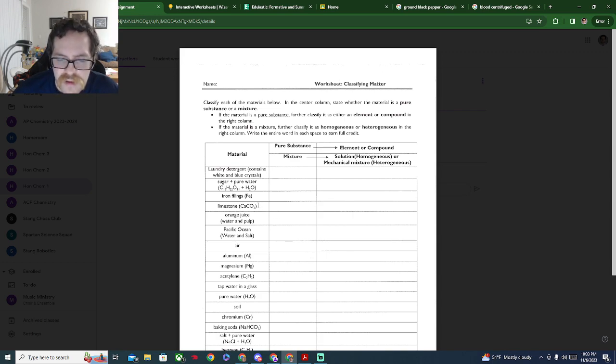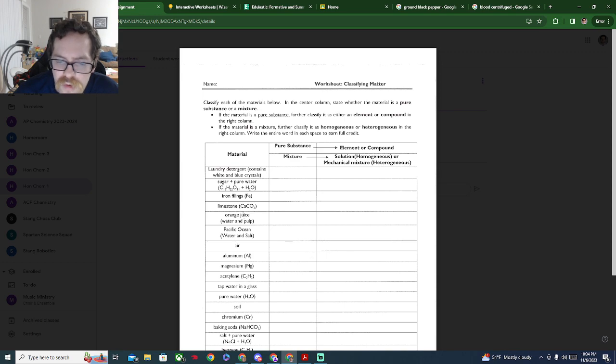Limestone. Limestone is another pure substance. It is a compound because it has calcium, carbon, and oxygen in something we call calcium carbonate. We'll get into calcium carbonate more probably next week or maybe when I come back. It is a rather difficult chapter.